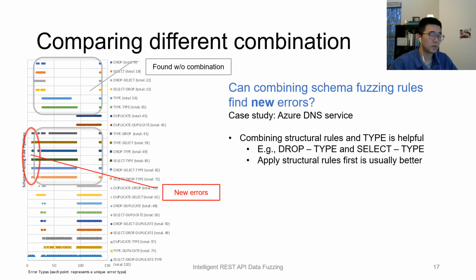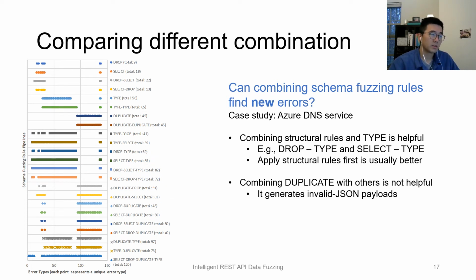And from the experiments, we see that sometimes combining structural rules and type is helpful, such as drop type or select type. So on this figure, that's the circle highlighted one, we can see that there's something that can be only found with this pipelining, but cannot be found by just drop or select or even type, right? And so this is the new thing that can be found only with the pipelines.